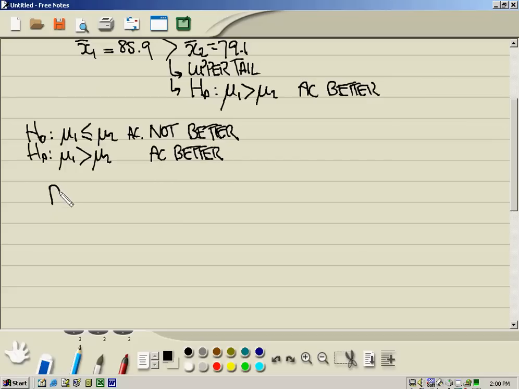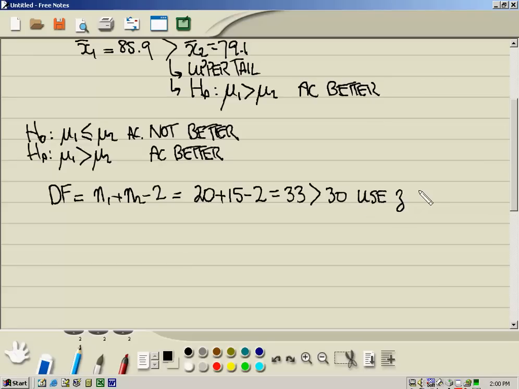Okay, it's an averages problem, so the next thing we do is the degrees of freedom check. So N1 plus N2 minus 2. N1 is 20 plus N2 of 15 minus 2 is 33, which is clearly greater than 30. So we're going to use z, or approximated with a z, and the large sample test.